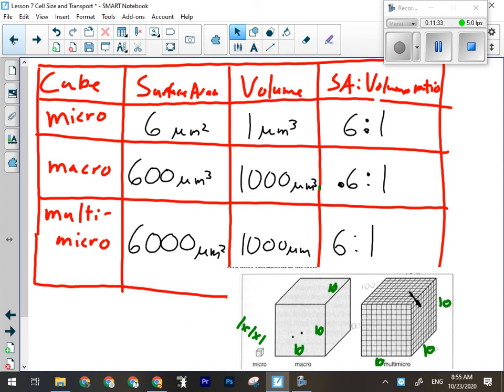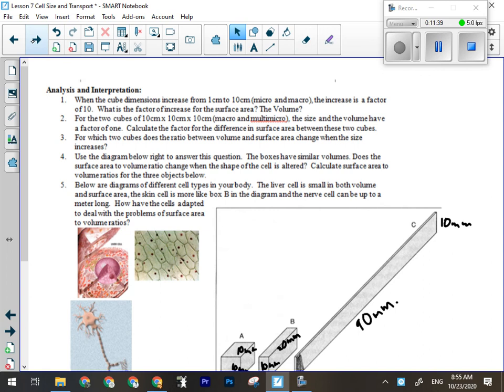Okay, so all you have to do is do a little division. Okay, and you've got the factors there. Okay, for question number 2, for the 2 big cubes, that's macro and multi-micro, the size and the volume have a factor of 1. That means they are the same. They are the same size.